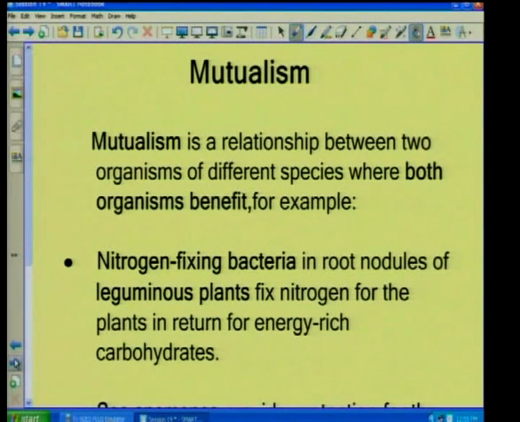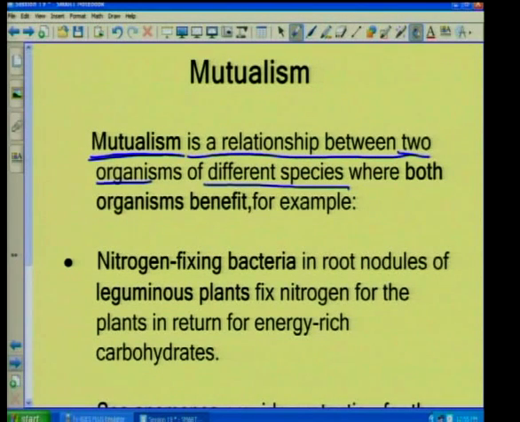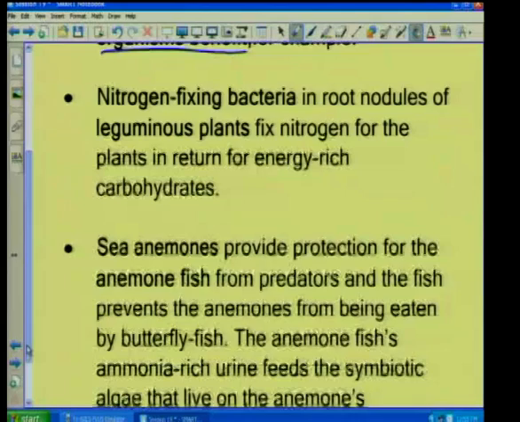Okay, now we look at mutualism. Mutualism is exactly as the word says. It's a relationship between 2 organisms of different species. You have that same part in every single one of your definitions for mutualism, commensalism, and parasitism. In mutualism, both organisms benefit. Now, this is a nice one. It's mutualistic. We are all happy and we live together.